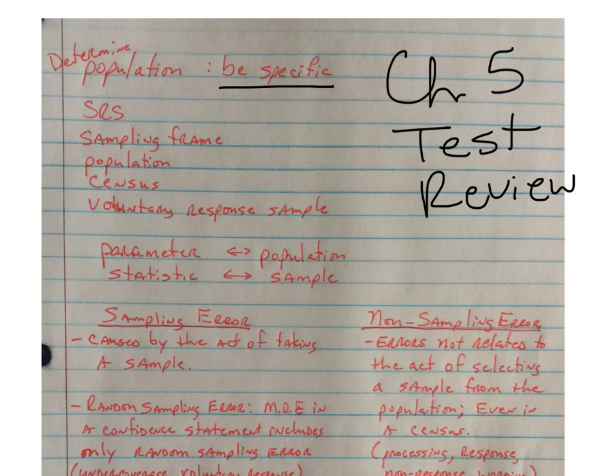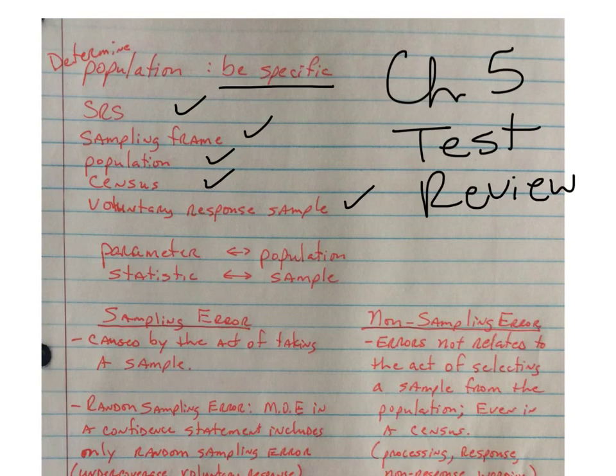All right, you need to know how to do an SRS. You need to know what a sampling frame is. Remember, your sampling frame is basically the population of interest. You need to know that a census tries to take a survey of everybody. Voluntary response sample is when people feel strongly about something. Those are usually the ones that call in, and it tends to be a negative influence.